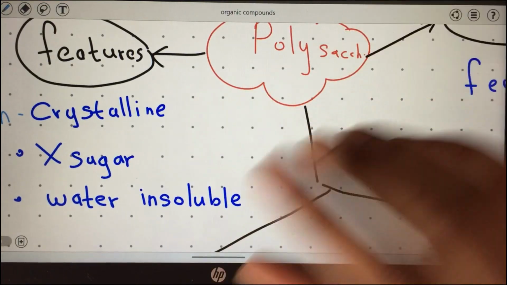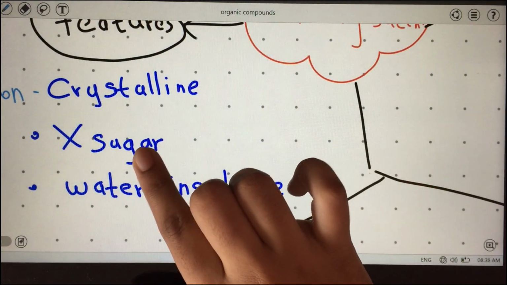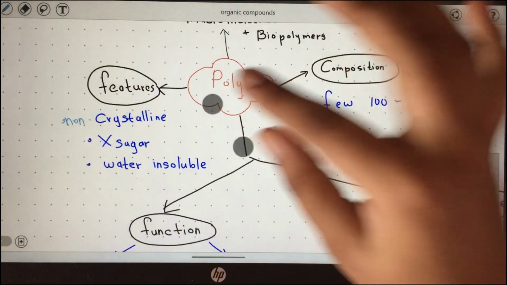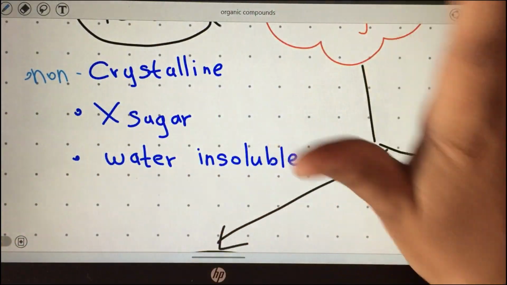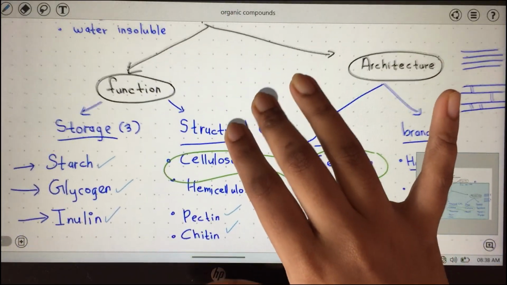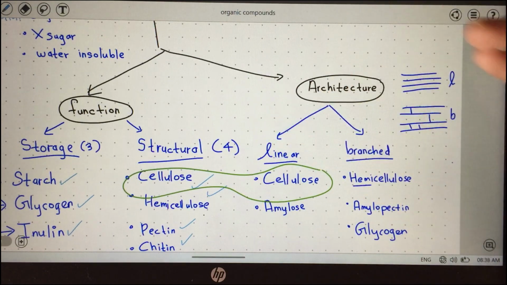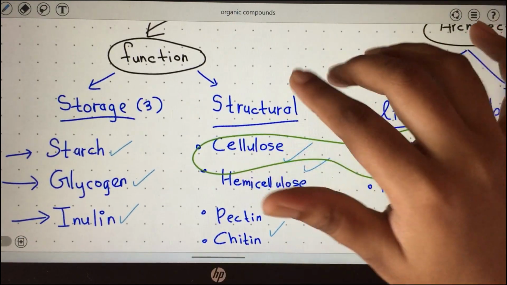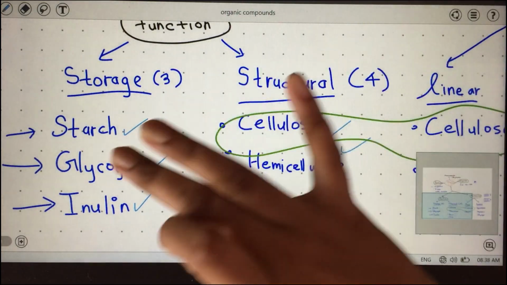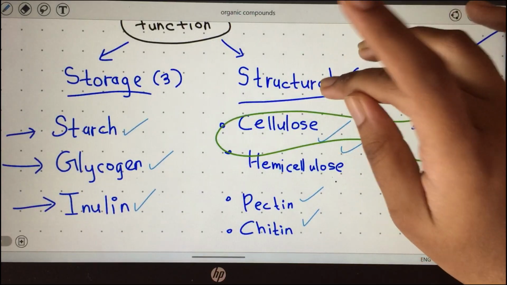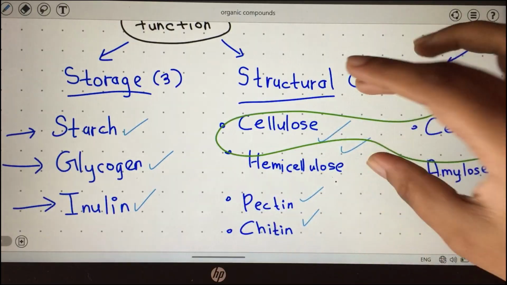Polysaccharides have features which are completely opposite to those of disaccharides. So they are non-crystalline, they are not considered sugars, and they are water insoluble. Just correct this part: it's non-crystalline. Then you are going to categorize polysaccharides based on criteria, so we have function and architecture. Based on function, you have storage and structural polysaccharides. Storage means they are going to store something: starch, glycogen and inulin. Structural means they form the structure of something: cellulose, hemicellulose, pectin and chitin.